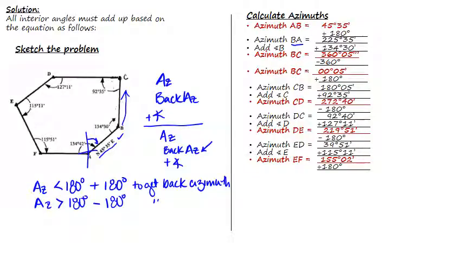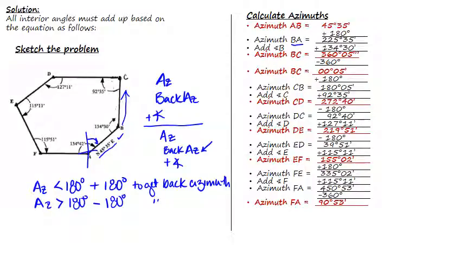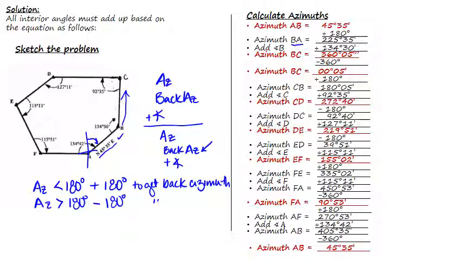We're going to add 180 because the azimuth is less than 180 to get the back azimuth of 335, and we're going to add the angle at F. When we get the azimuth from F to A, it's 450 degrees. That's greater than 360, so our azimuth from F to A is 90 degrees and 53 minutes. The azimuth from F to A is less than 180, so we're going to add 180 to get the back azimuth of A to F. We're going to add the angle at A, and then we'll get the azimuth from A to B.